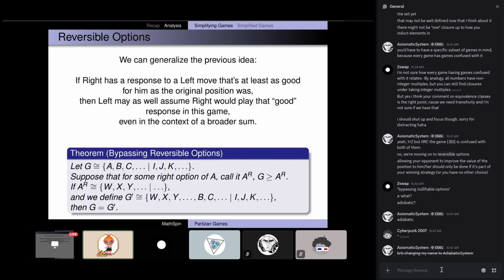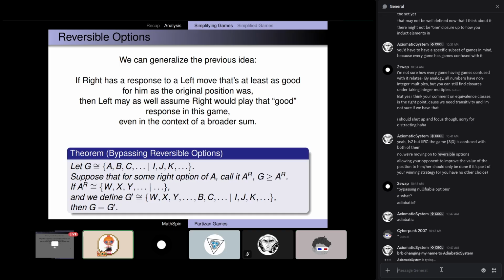Yeah, we're only talking about left moving first in this scenario. Now, I phrased this theorem in terms of a left option A and right having a good response, but there's a mirror version of this theorem. But yes, we're only copying one side's options of AR in this instance. And we're assuming that right would always play that good move because right wants to ratchet you into a game that's closer and closer to a win for right, of course.